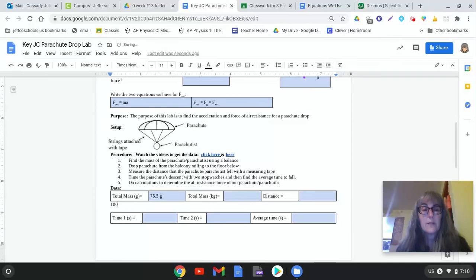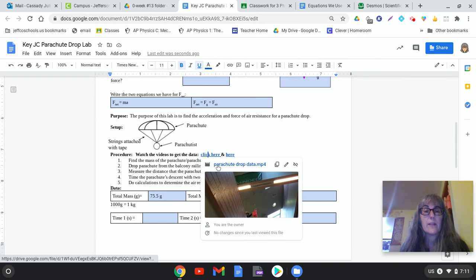There are 1,000 grams in 1 kilogram, and we need kilograms. We don't want grams. So what we do is we divide the 75.5 by 1,000. That'll give us 0.0755 kilograms, and that's what we're going to want to use. So now let's watch the second video to get the distance, the time, and we'll figure out the average time.